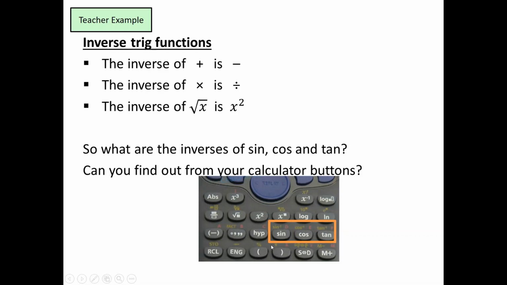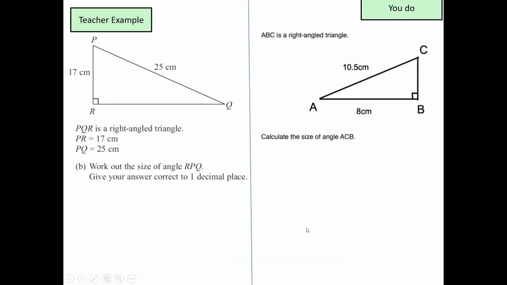And how do you get them on the calculator? You usually have to press the shift button and then sine, cos or tan, but we'll look at that later on in the lesson. So I'll do an example for you guys.